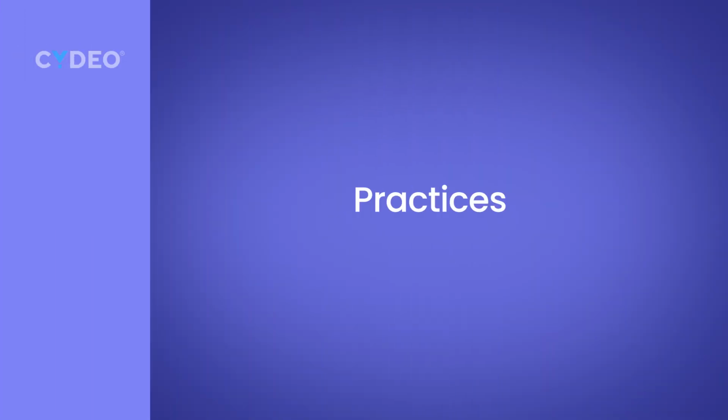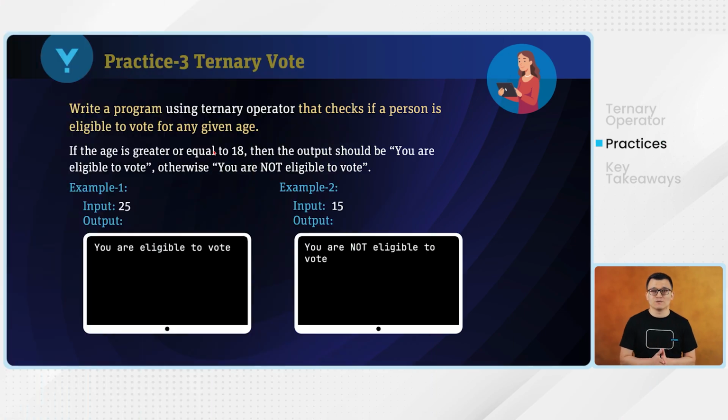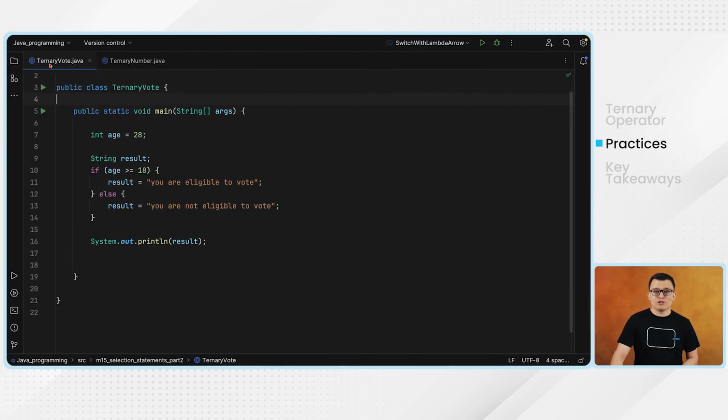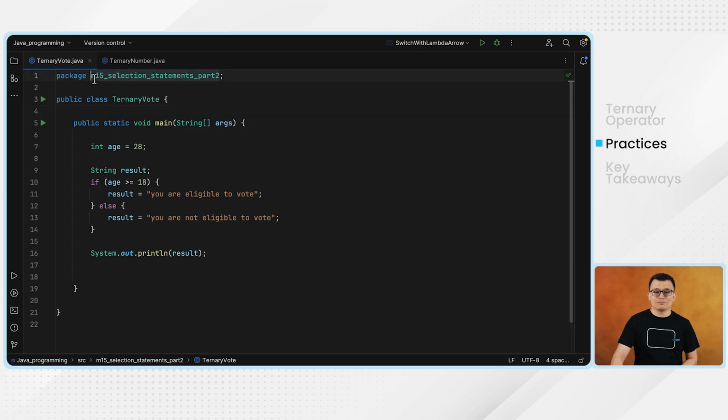In this practice task, you are required to write a program that can determine if the person is eligible to vote. We have completed this task before. If the age of the person is greater than or equal to 18, the output should be you are eligible to vote. Otherwise, the output should be you are not eligible to vote. Please create a new class under the package module 15. Name it TernaryVote. Please create this class now.